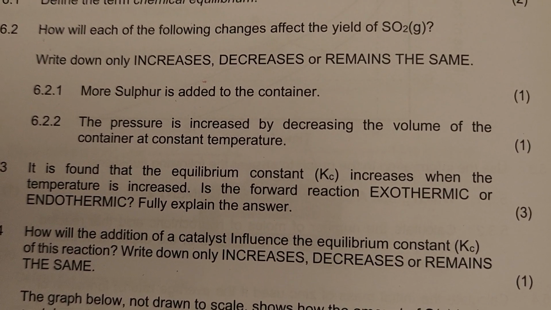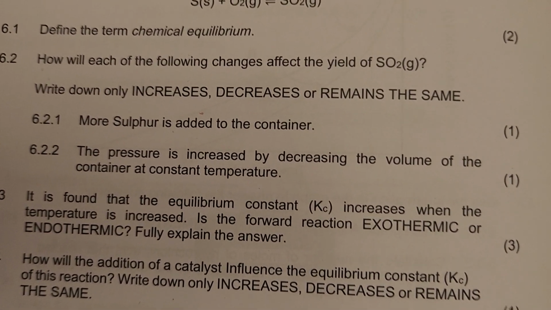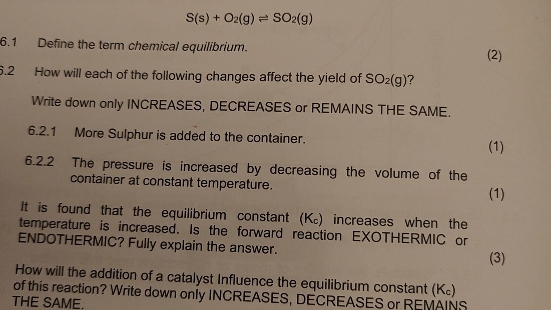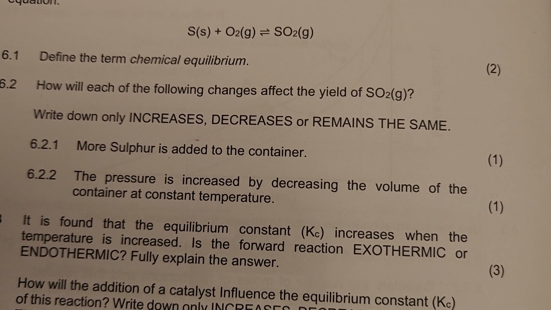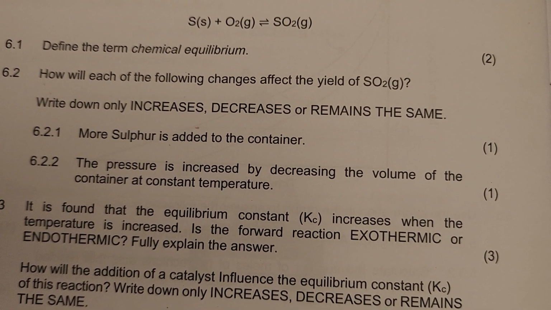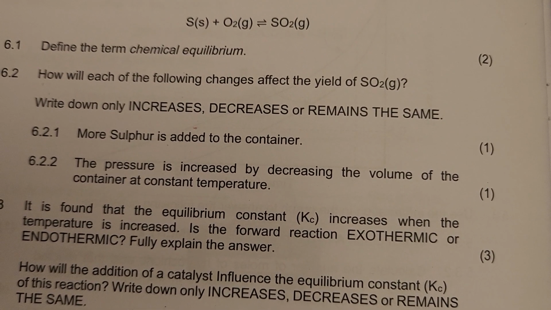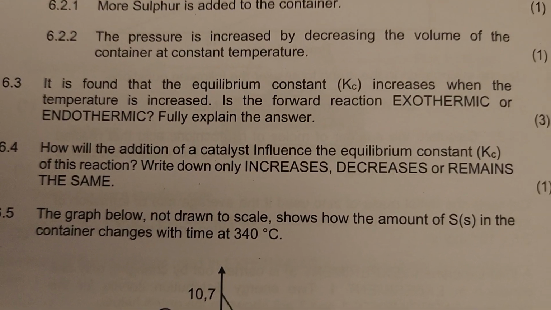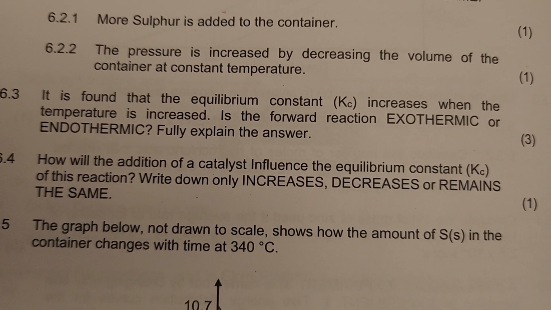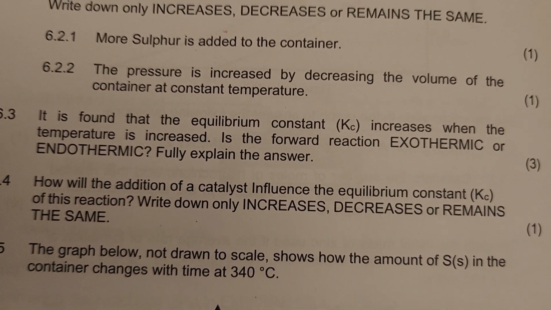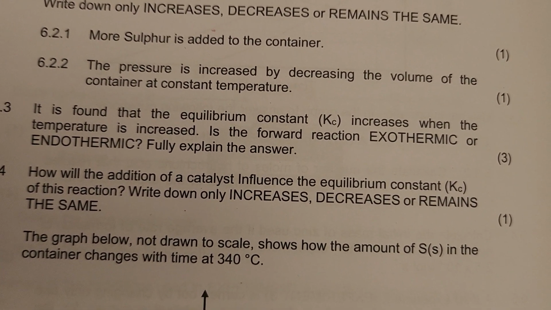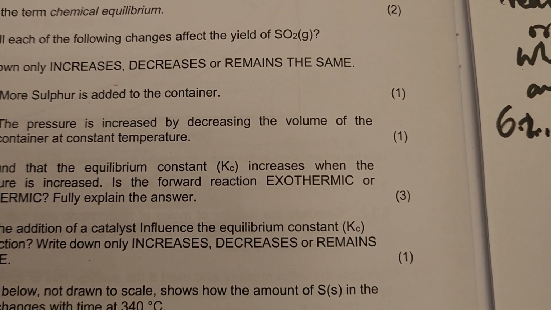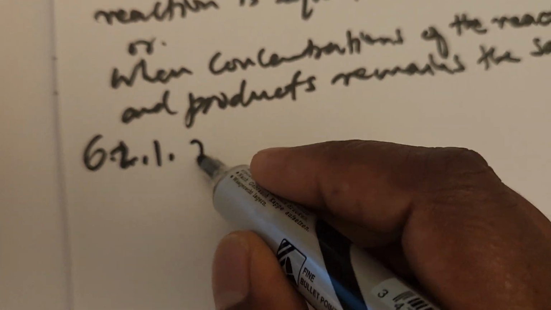How will each of the following changes affect the yield of sulfur dioxide? According to this balanced equation, we see that solid sulfur is reacting with 1 mole of oxygen gas, forming in a reversible reaction sulfur dioxide. Now write down increase, decrease, or remains the same. 6.2.1, when more sulfur is added. We know solids have no effect on equilibrium, therefore this one is an obvious one, that it will remain the same.